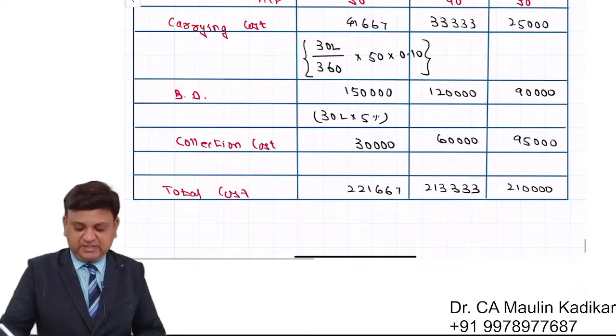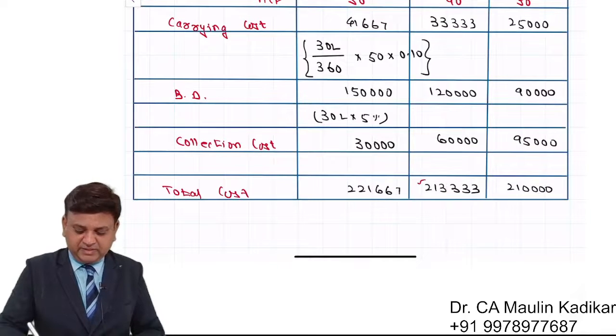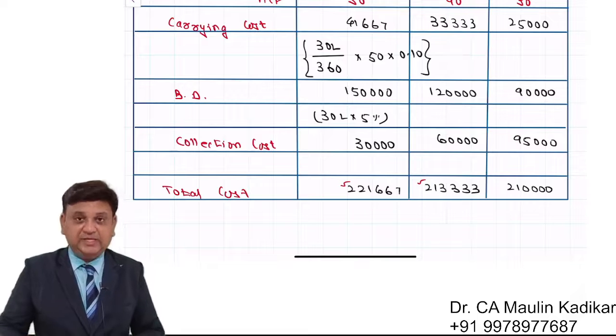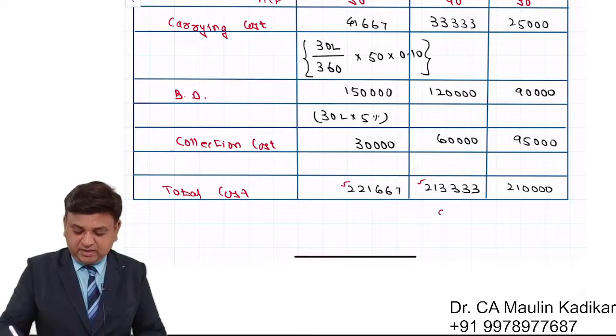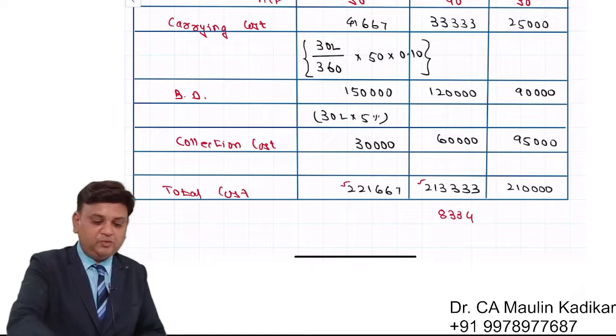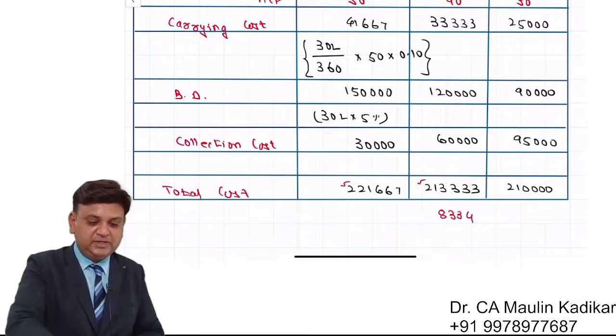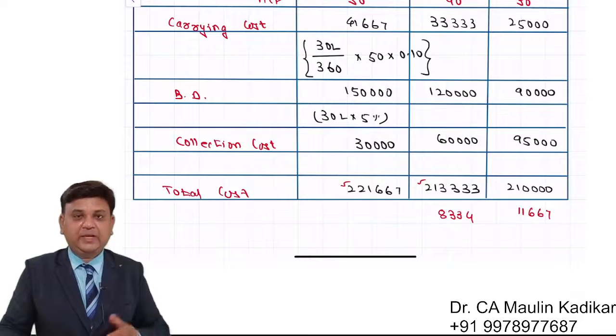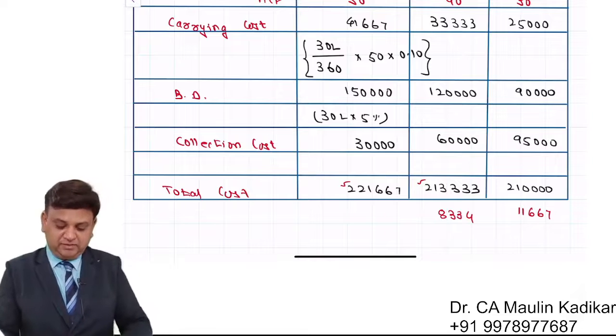Second thing that we understand is when you compare the new one with the existing one. 2,21,667 minus 2,13,333. You can see that there is a savings of 8,334. 2,21,667 minus 2,10,000, that is a savings of 11,667. Like that, we have the savings.